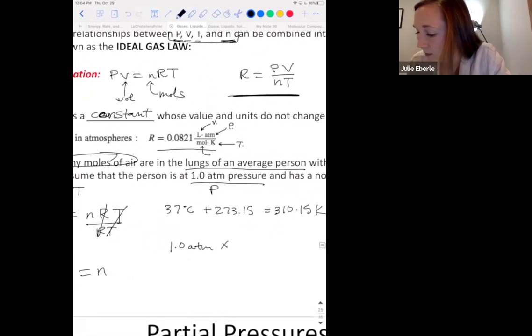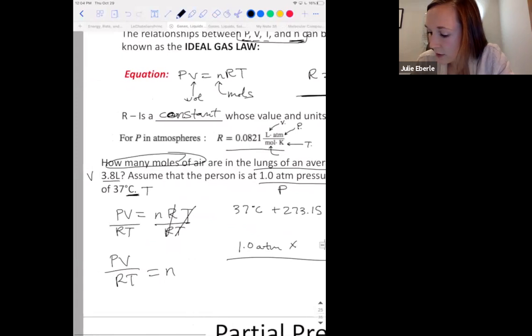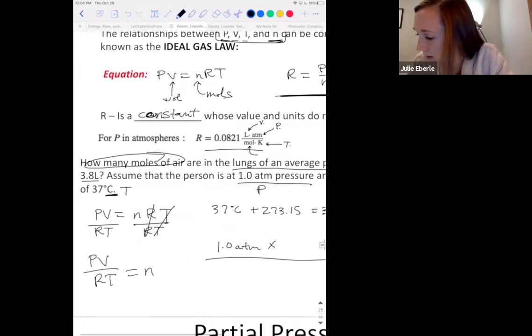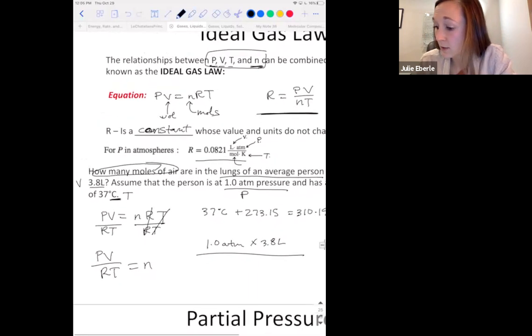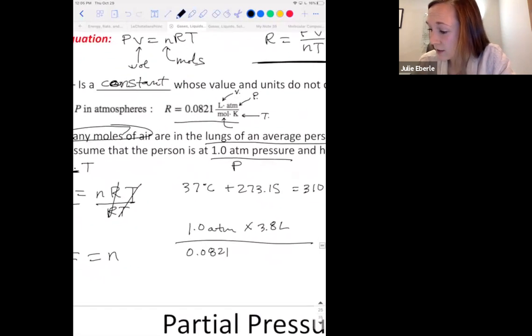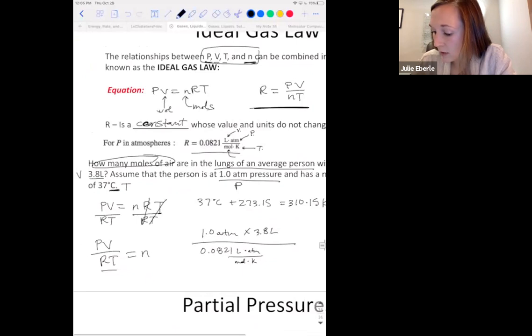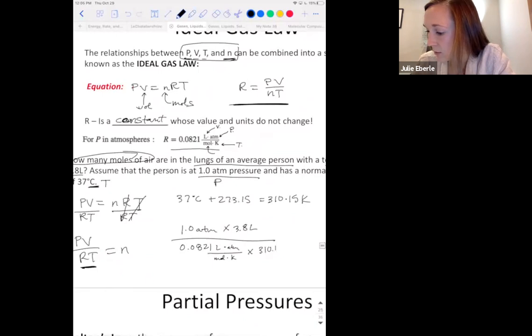Okay, so plug in pressure up top times the volume. It's P times V on the top. So we're going to plug in 3.8 liters. We're going to divide that by R and T. So we're going to plug in R, the whole thing, and all the units. This gets messy, so leave yourself some space when you work these. Liters times ATM over mole times Kelvin. And that is R, and R is multiplied by T over here on the bottom. So we're going to times our temperature in Kelvin, 310.15 Kelvin.